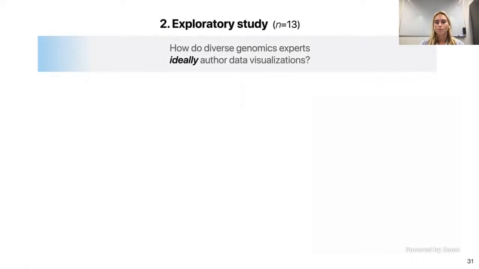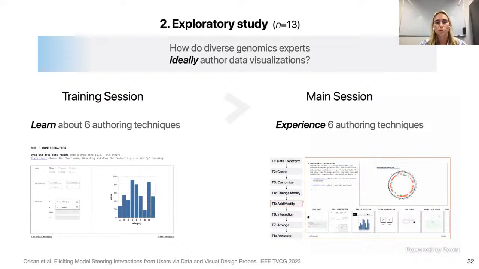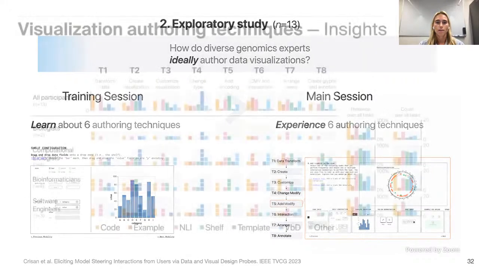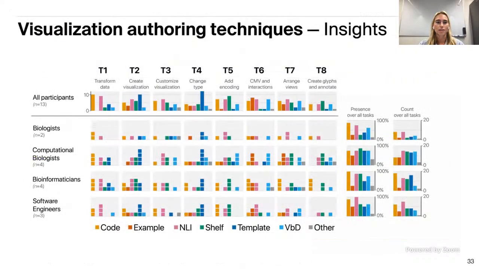So in the second study, we wanted to look at how authors ideally visualize and also with techniques outside of the ones that they know. And to do this, we used design probes inspired by the work of Anna Krzan and colleagues, where we first trained our participants on all of these authoring techniques. And then we had them show and tell us how they would use it in the main session. And here are some of the insights.